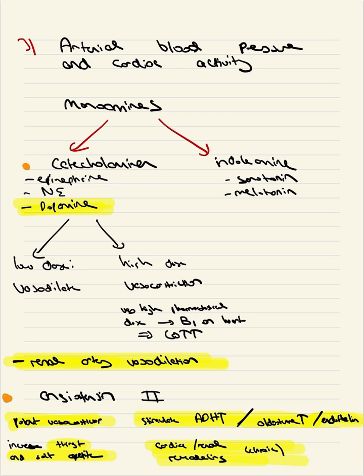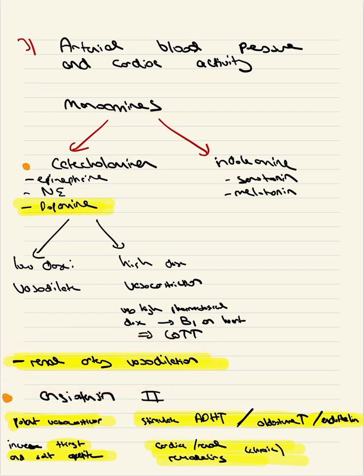So here we have epinephrine, norepinephrine, vasoconstriction, right? And dopamine at low dose, it will vasodilate, and at high dose, it will vasoconstrict. And at very high pharmacological dose, it will increase your cardiac output and basically cause your heart to pump, okay? And basically, it will also cause renal artery vasodilation, dopamine.